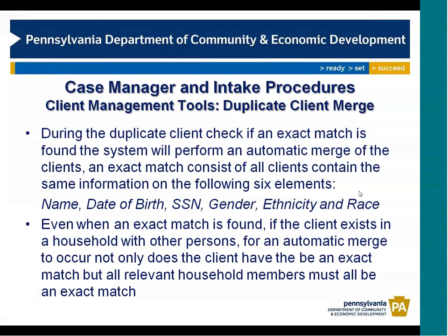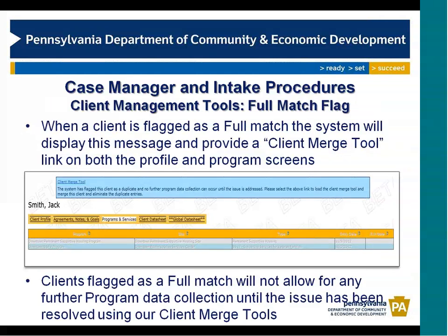It's basically a perfect storm of a match. The system will automatically merge all the clients and the household members associated with those clients. So it's probably not going to happen too often, but the system does have that. Now, if an exact match isn't found, the system does notice there are duplicates here.